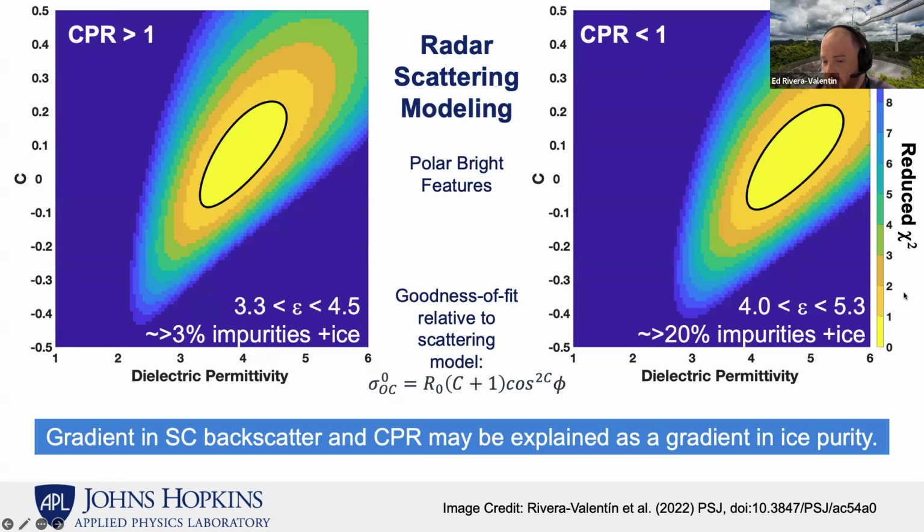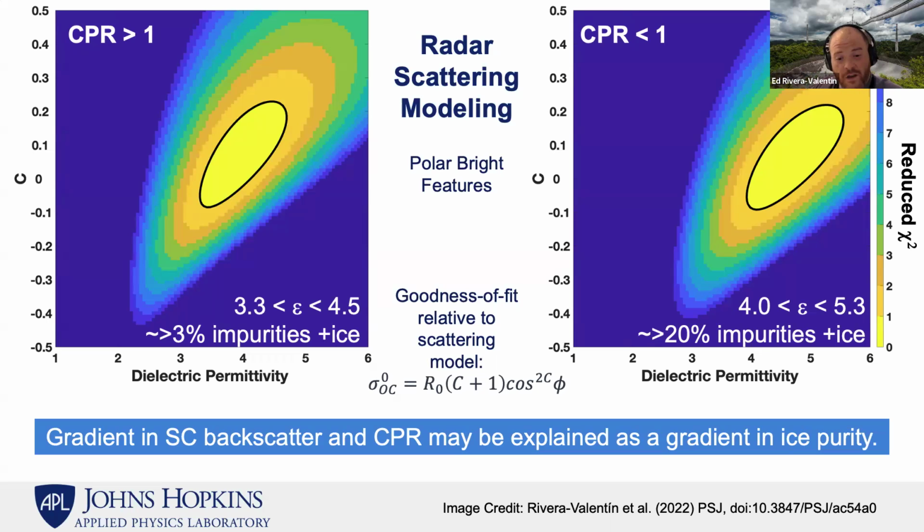And then we pass that through a dielectric mixing model where we mix ice and some rock impurity, and we see how much impurity it takes to get those values, and we can start setting limits where the brightest stuff might have 3% impurities plus ice, and the darker stuff might have up to 20% impurities plus ice. The caveat here is that these are basic scattering laws that we're fitting.